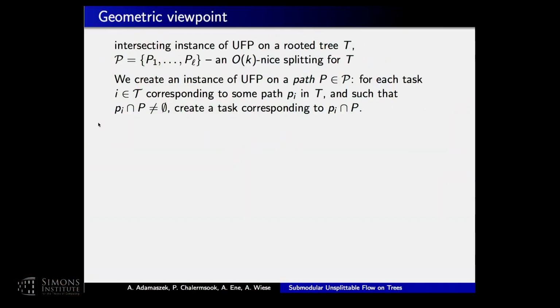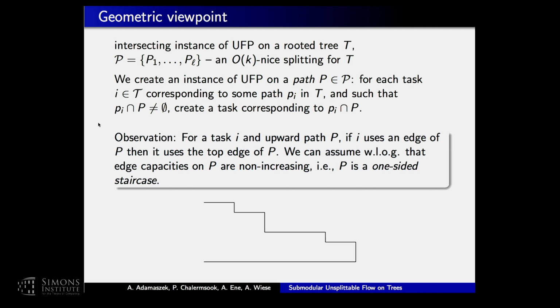Okay, so now I will introduce the geometric viewpoint. So now we have the rooted tree, and we have the partition of the edges into upward paths. And now for each path, we can think of it as an independent instance of the problem, where we project all the tasks just onto the one path. So for every task, we look at which edges of this particular path our task is using, and that's our projection. And it is easy to observe that if all the tasks are using the root of the tree, and if all the paths are upward paths, it means that all the tasks are using the topmost edge of the path.